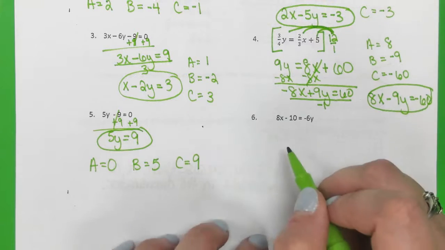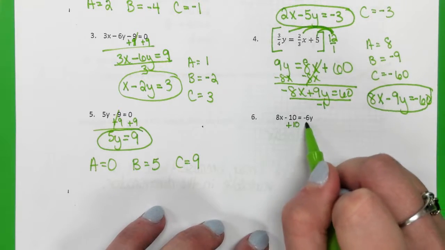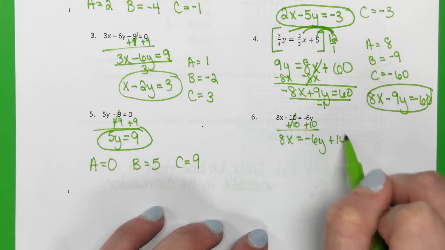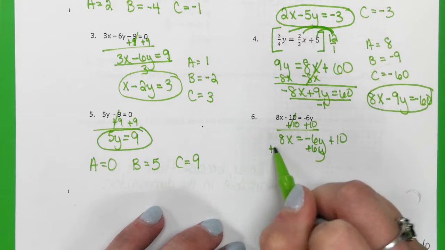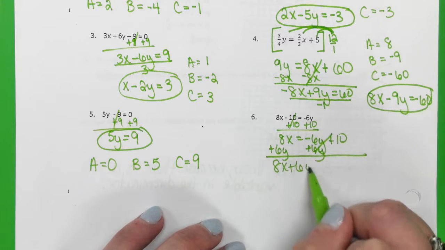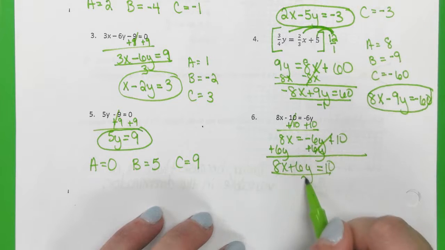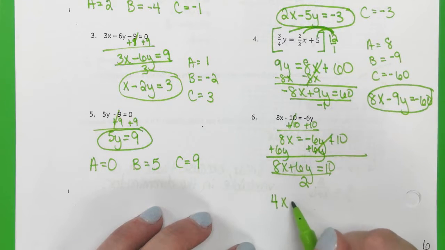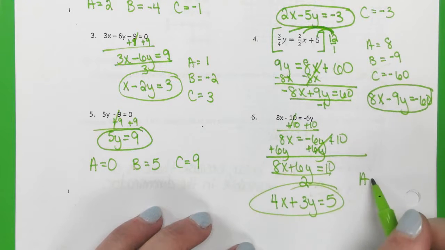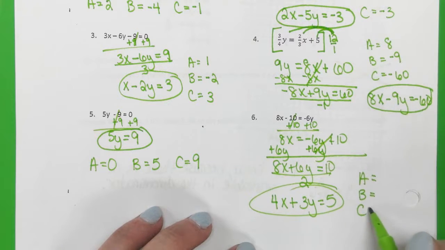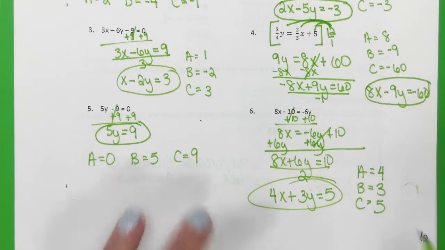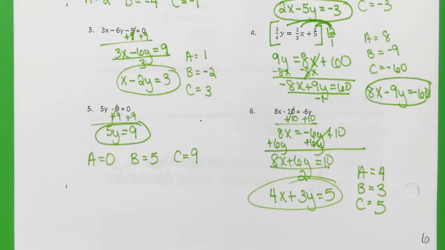Alright, last one, number 6. What do I have to do? Add the 10. And then you add the 6y. Very good. I know I'm writing all these steps, but you don't have to if you can see what to do. And then we got to divide by 2. Why? Because they all have a GCF of 2. So what's my A, B, and my C? A is 4, B is 3, and C is 5. Perfect. Perfect, perfect. Y'all okay?